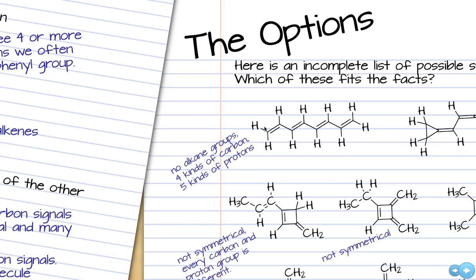Also, how many different kinds of protons are there? Well, let's see. There's 1, and there's 2, because this is cis to this proton. This is trans to this proton. These 2 protons are different. So there's 1 kind of proton. There's another kind of proton. 3, that's a different kind of proton.